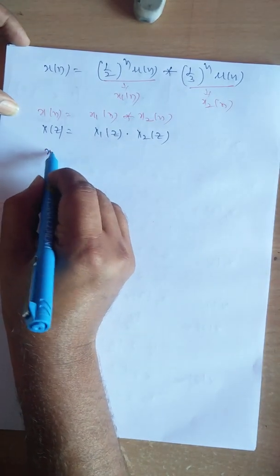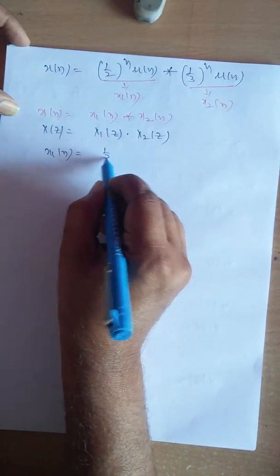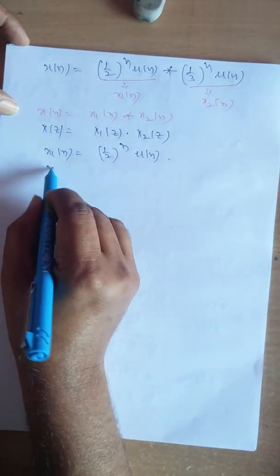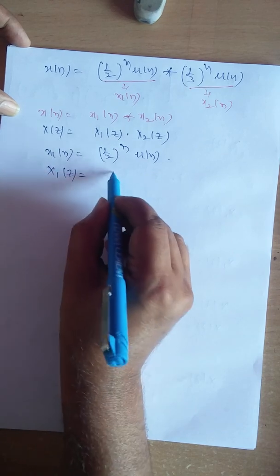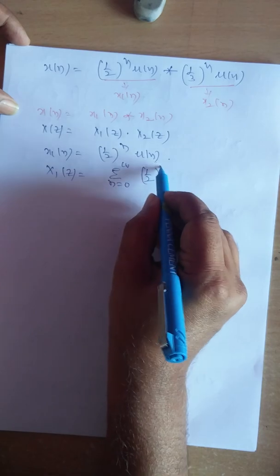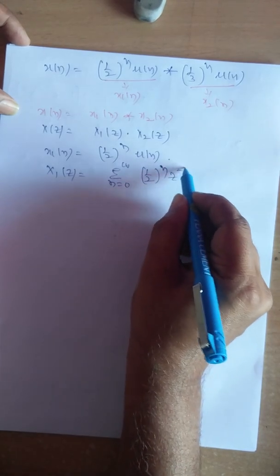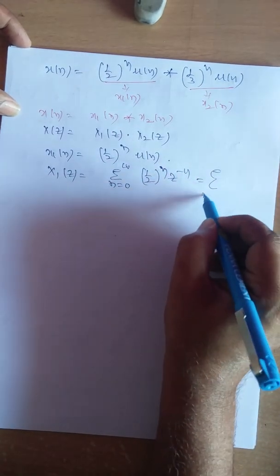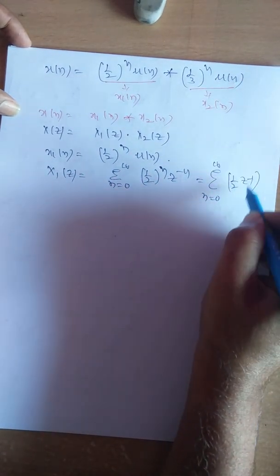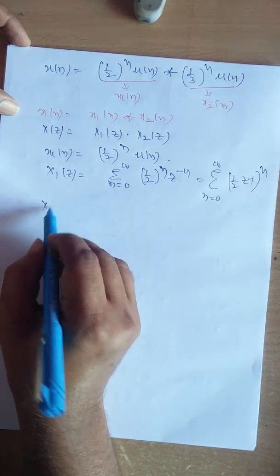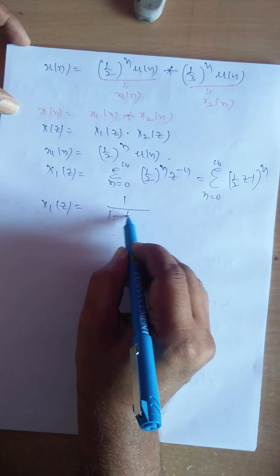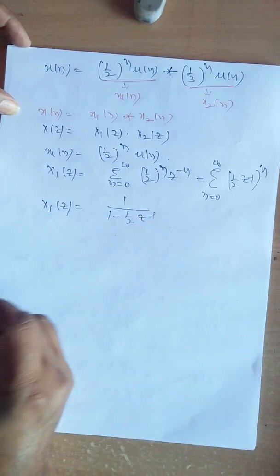x1 of n is equal to 1 by 2 whole to the power of n into u of n. Its z transformation is x1 of z is equal to summation of n from 0 to infinity 1 by 2 whole to the power of n into z to the power of minus n, that is summation of n from 0 to infinity 1 by 2 z inverse whole to the power of n. Then I'll get x1 of z is equal to 1 divided by 1 minus 1 by 2 z inverse.